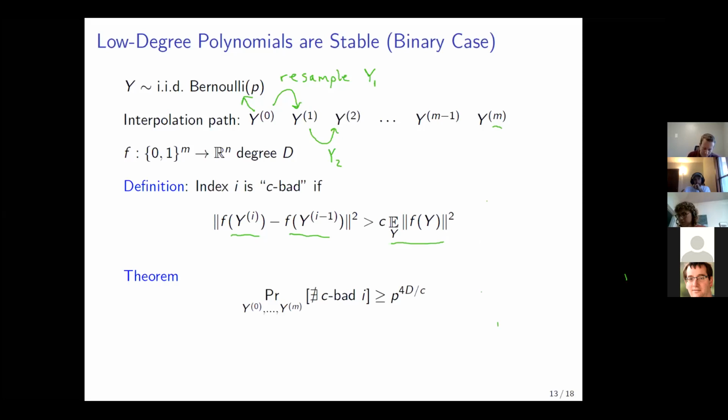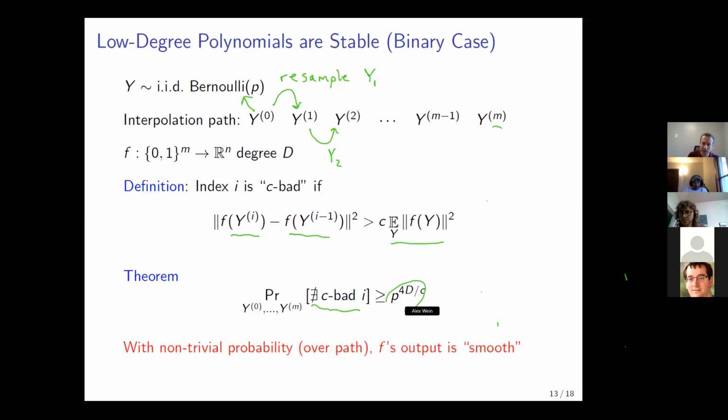And then the main stability result we'll use here is that the probability of having no bad edge is not high probability, but it's some non-trivial probability. So what it really is that with some non-trivial probability, f's output is smooth, meaning it will never have a big jump as you go along the interpolation path. And it's essential that this is only some non-trivial probability instead of actually high probability, because you can imagine some example where you just have maybe a single output and it's just a dictator function. And so, if I flip this one single bit, the output will change a lot.